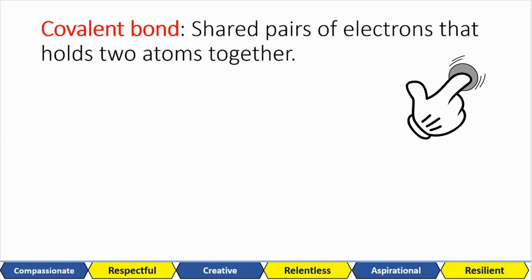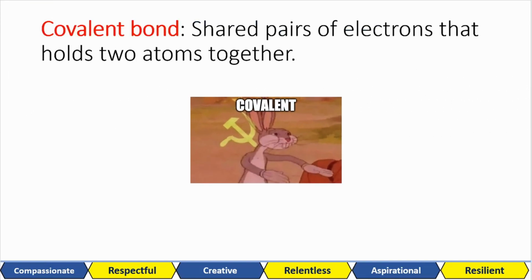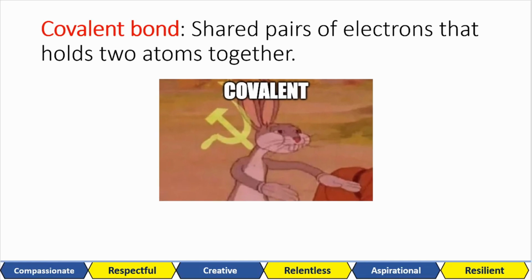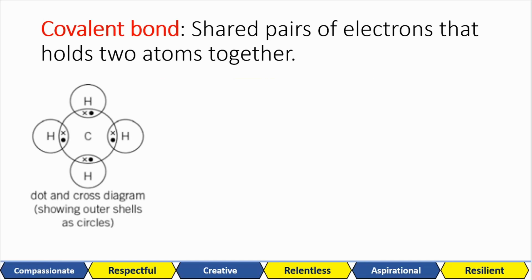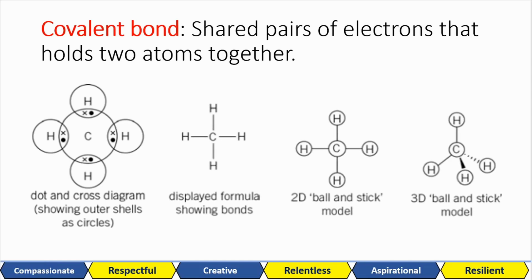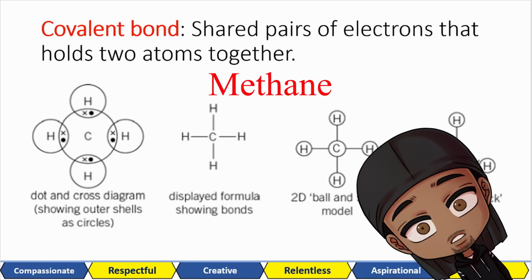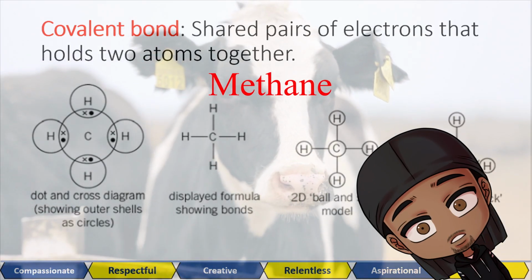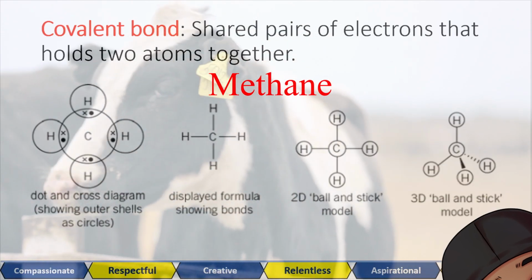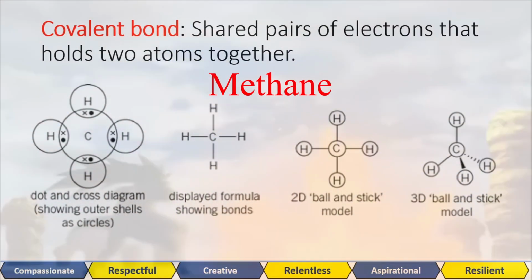In the last lesson, we saw that covalent bonds are when atoms share electrons. This can be represented using dot and cross diagrams, displayed formulas, or ball and stick diagrams. The chemical shown here is methane. I swear that's what cows produce. Yes, they do, and some humans produce this as well, which is one of the reasons that some farts can turn into flamethrowers.